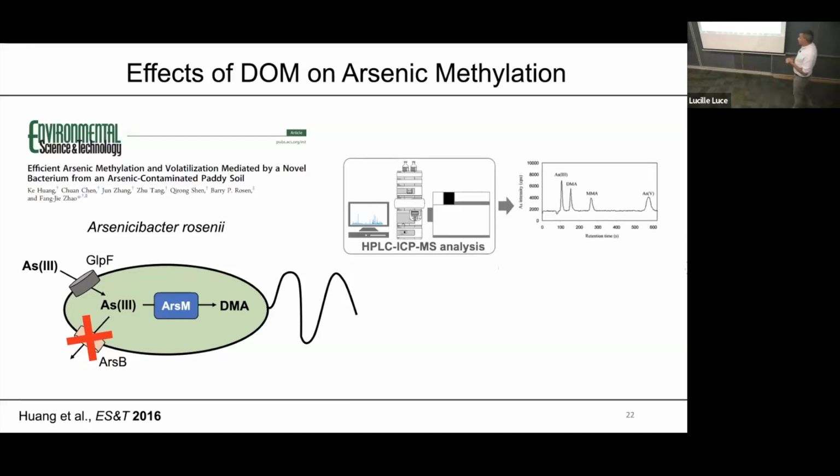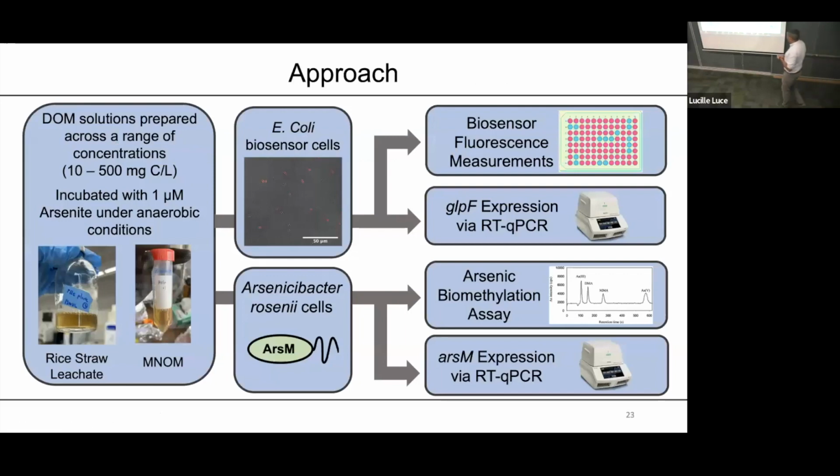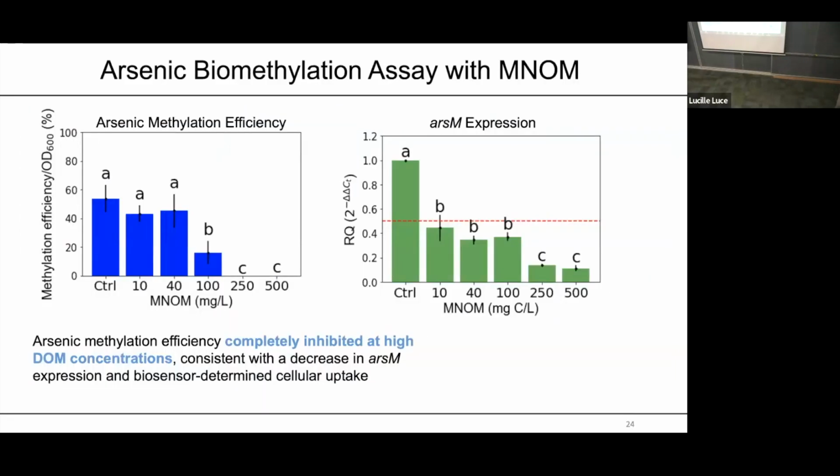And then we use that with HPLC ICP-MS to look at the changes in arsenic speciation. So basically, using this Arsenicibacter rosea, we performed this biomethylation assay as well as looked at expression of the arsM functional gene for arsenic methylation. And so for natural organic matter, really nice consistency with our earlier results. As DOC increases, this is the methylation efficiency, so this is the fraction of arsenic that's methylated, normalized by OD600.